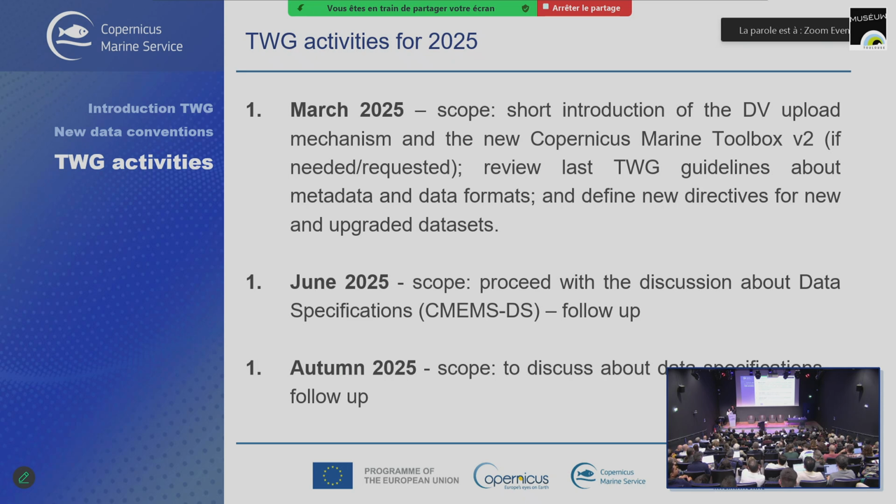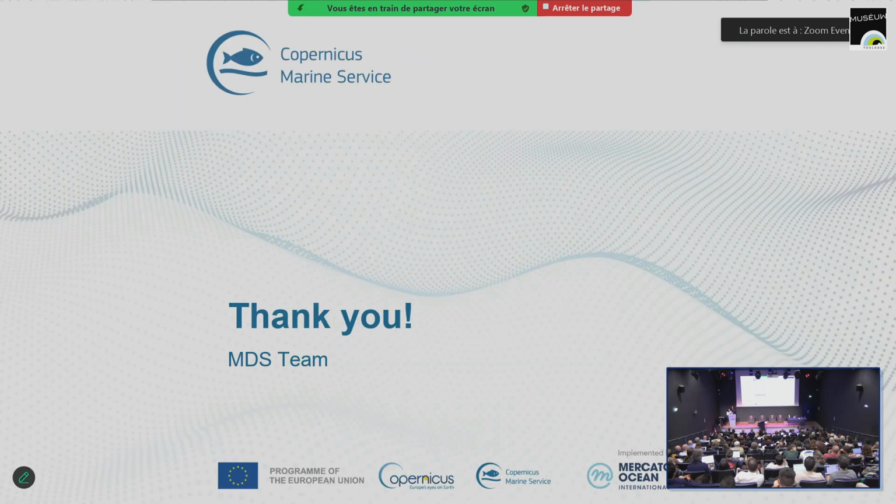Probably not ready for June, it will be a bit late for June, but we will try to have something for November. And across the year, of course, we'll keep having other meetings, one before summer in June and another after summer, before Christmas in autumn. Of course, the agendas are not defined yet, so in case you have any specific need, just let us know and we will adapt. I think that's all.